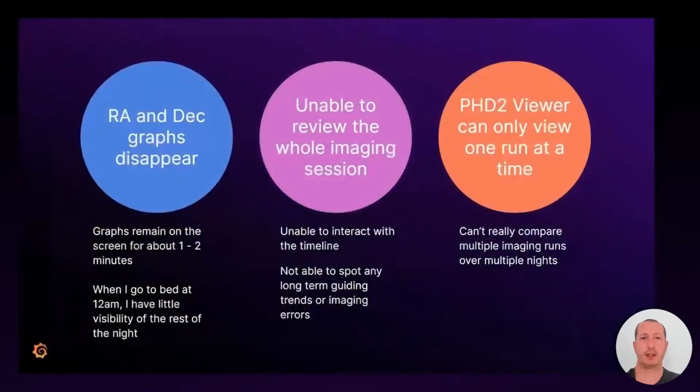However, this still presents us with a few challenges. The chart you saw on the previous screen, the red and blue lines, really only shows you the guiding accuracy of the past 1 or 2 minutes. You can't really scroll back to earlier in the night or even see long-term trends. You also can't really see anything if you leave this outside and go to bed. There's no way to go back and see what happened at 2 a.m. while you were sleeping.